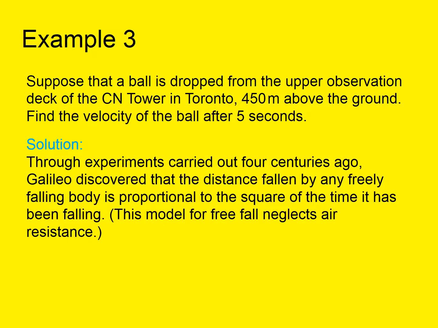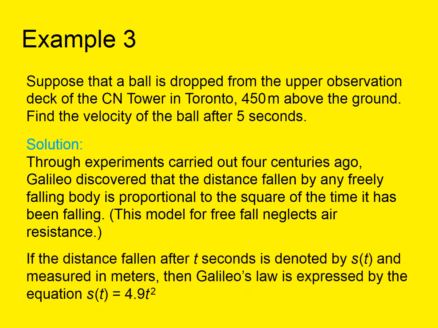Well, through experiments carried out 4 centuries ago, Galileo discovered that the distance fallen by any freely falling body is proportional to the square of the time it has been falling. This model for free fall neglects air resistance, so wind doesn't count. If the distance fallen after t seconds is denoted by s of t and measured in meters, then Galileo's law is expressed by the equation s of t equals 4.9 t squared.